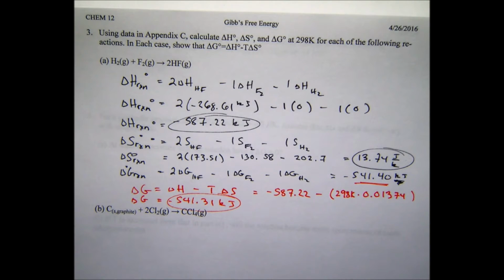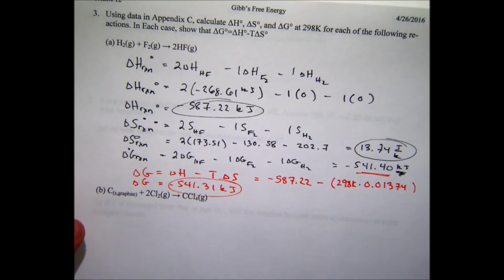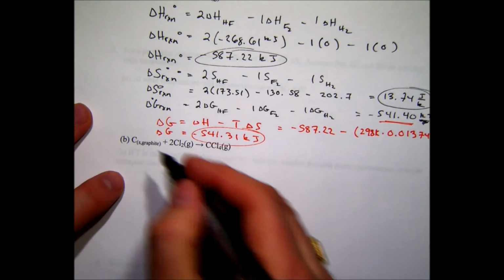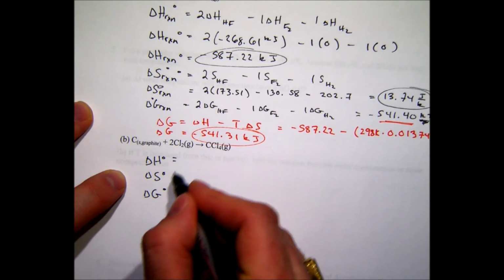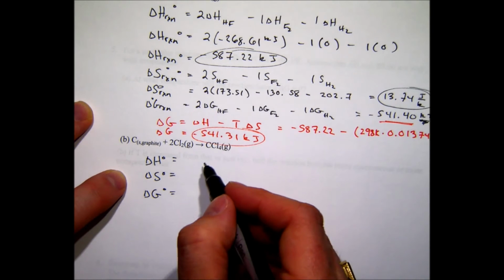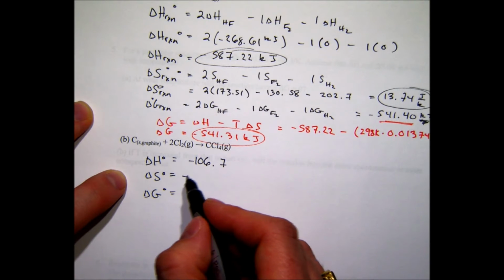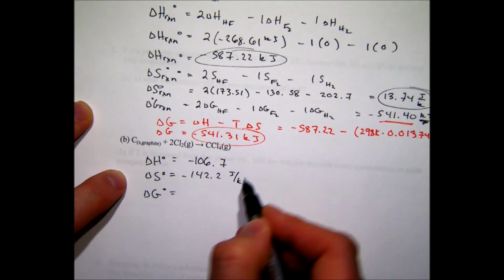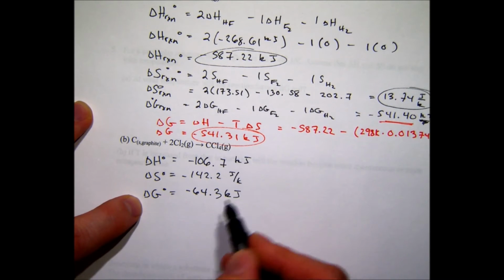And we would proceed for each of these calculations, each of these problems, exactly the same. I don't really think it is worth the time to go through each of these calculations. It's great practice to actually go through and use Hess's law. But for this one, we have delta H, delta S, and delta G. So when you use Hess's law to calculate them, you'll find delta H is 106.7, delta S is negative 142.2 joules per Kelvin, and delta G is negative 64.3 kilojoules.